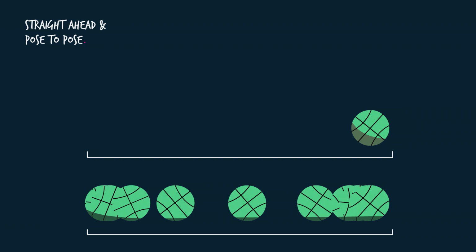But usually when we animate, we do a combination of straight ahead and pose-to-pose. We might add a few of our key poses and then organically draw the animation in between those to make sure that we're staying within our time frame, but we're still keeping our animation looking organic.